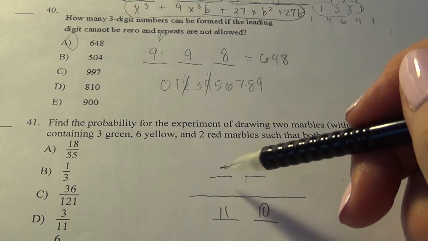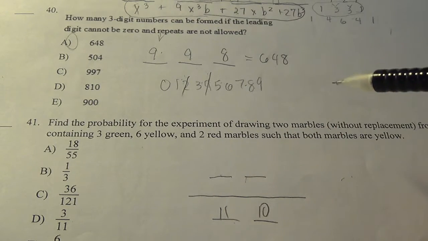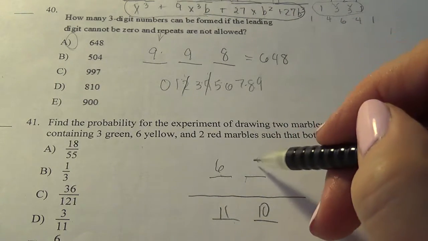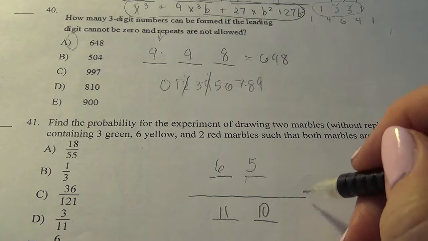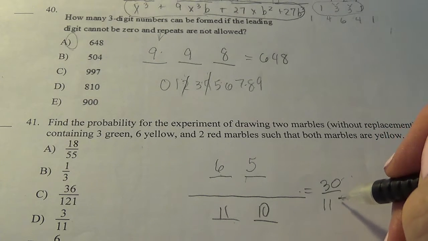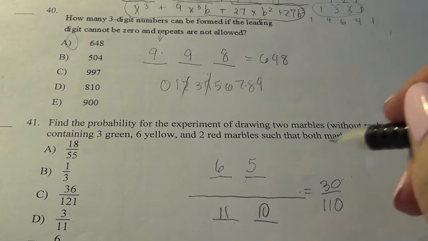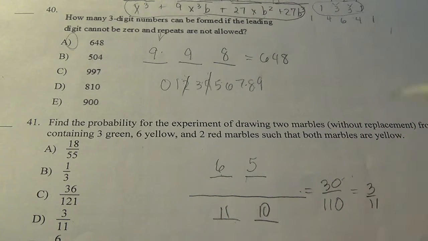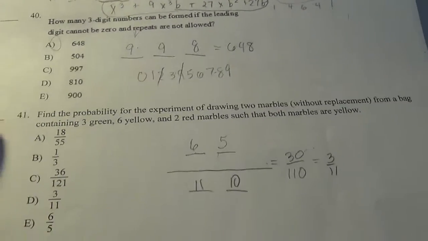But up here, we have a requirement, and both are yellow without replacement. So how many ways can we draw a yellow on the first draw? Well, there's 6, but we're not throwing it back in the pot, so then it's 5. So we end up with 30 over 110, which reduces to 3/11. And that is selection D, and it is correct. How's that change if we do allow replacement?